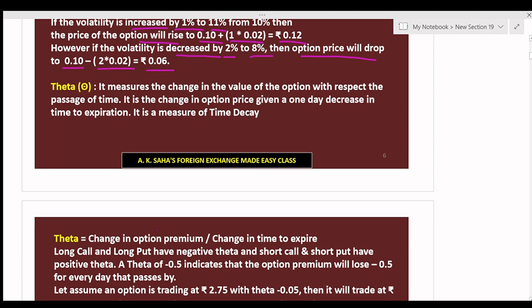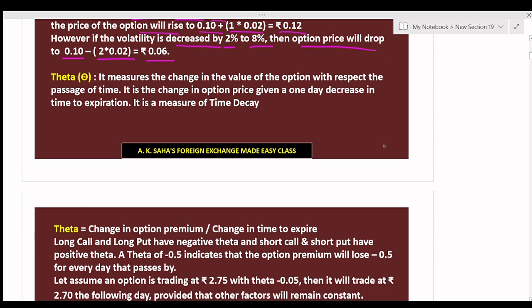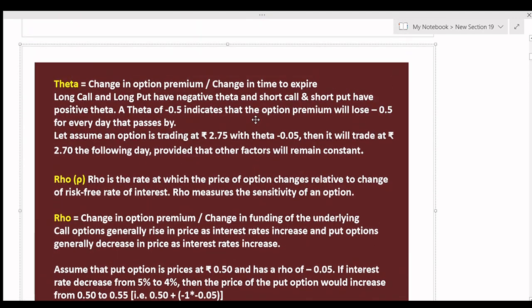Theta. It measures the change in the value of an option with respect to the passage of time. It is the change in option price given a 1-day decrease in the time to expiration. It is a measure of time decay. Now, theta is equal to change in option premium divided by change in time to expire.